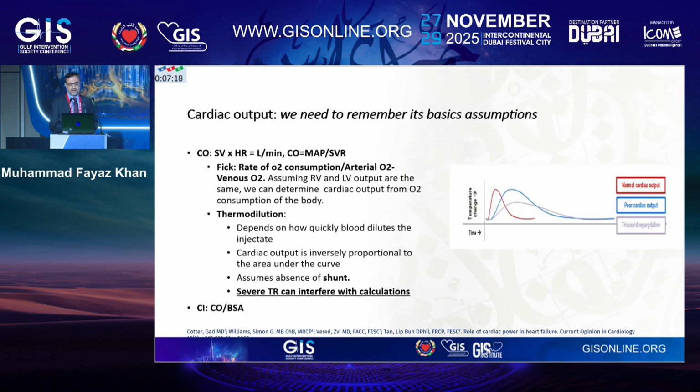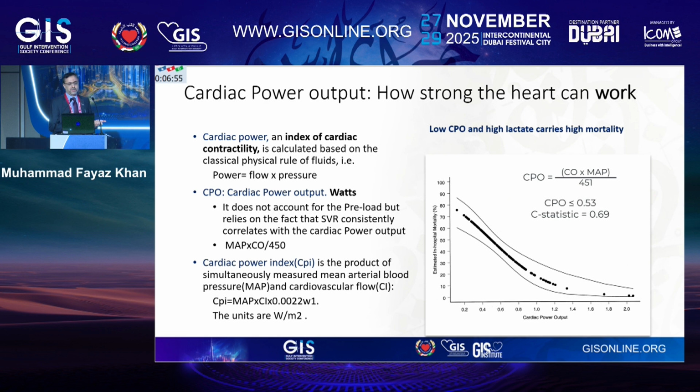As we go along, I'm going to skip some of these slides, because they were very key slides and I wish we had time to go through them. In terms of hemodynamic measurements, as an operator I need to know the thermodilution and Fick calculations, their pros and cons, what can interfere, and how I can get the best cardiac output measurement for that patient. Cardiac output, how strong the heart can work, is the power output, and that's calculated in watts. Again, I'm going to skip over it in the interest of time, but I wish we had more time to talk about it.